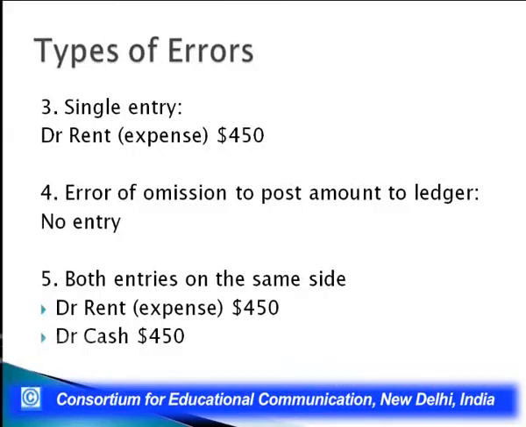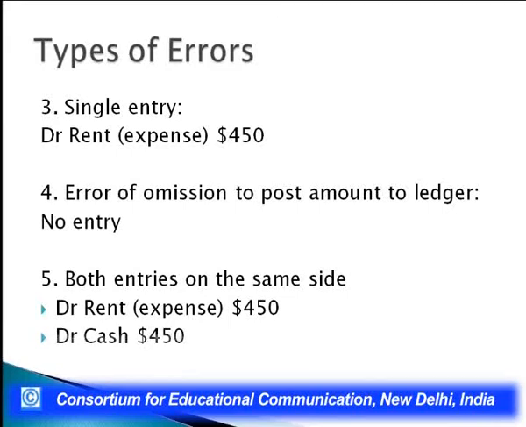Let's go to the third situation. The third situation is that we recorded only one side, which we call single entry. Here it is shown on the slide. Single entry means either the rent has been debited or cash has been credited; the second part of the transaction has not been recorded, it has not gone to the account, and it has not come down to the account balances in the trial balance.